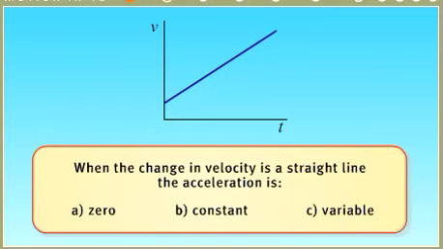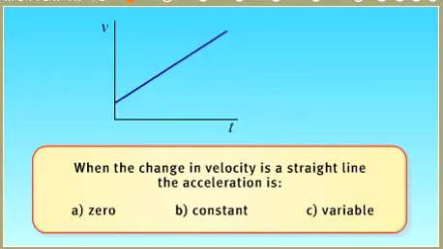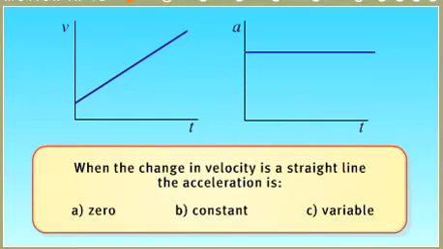For the case when the plot of the velocity with time is a straight line, is the acceleration 0, constant, or variable? Correct. Since the slope does not change, the acceleration is constant in this case.